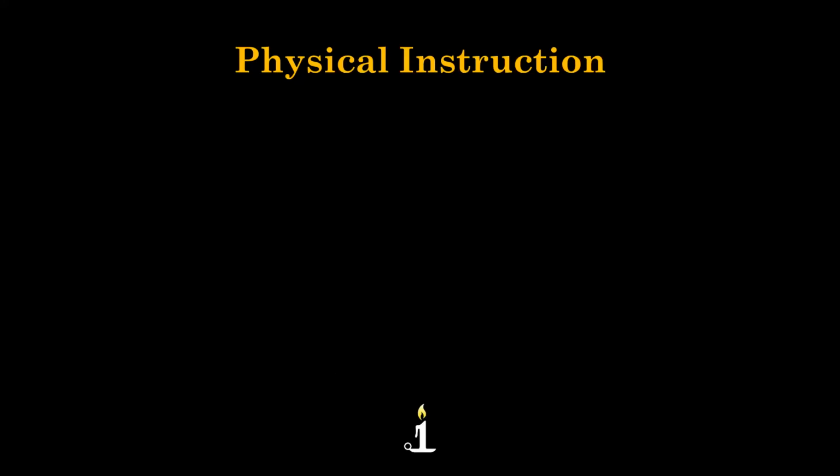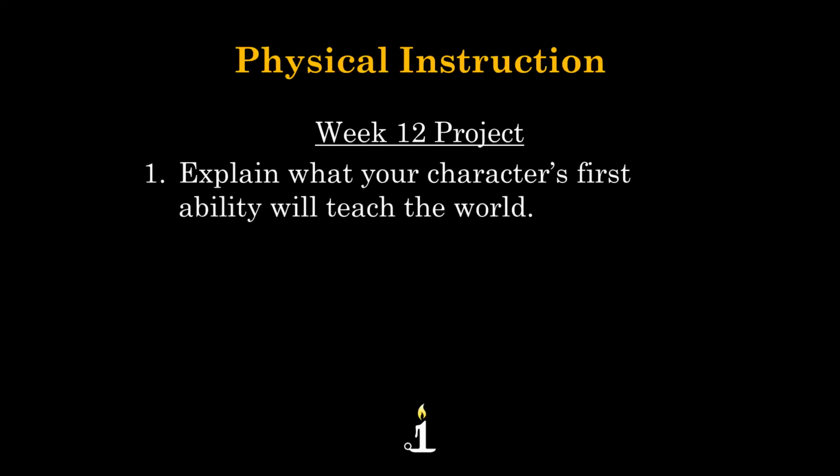So let's look at how to apply this. We have these 3 abilities, each of them intending to teach a lesson. So the Week 12 project is explain your character's first ability, what your character's first ability will teach the world. What's it going to do? And don't think of it as an individual, use this ability on an individual. Consider what's going to happen when you use it on everybody. What's this ability going to do to everybody in the world when you use it?